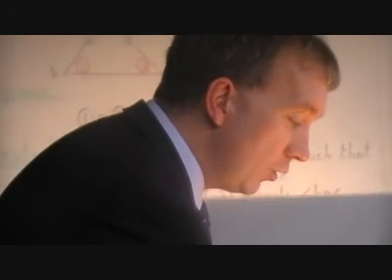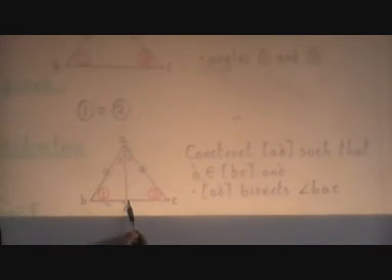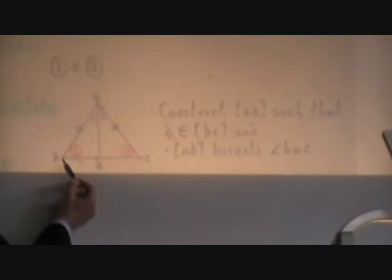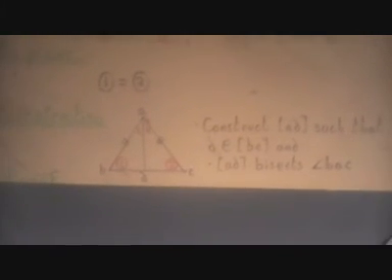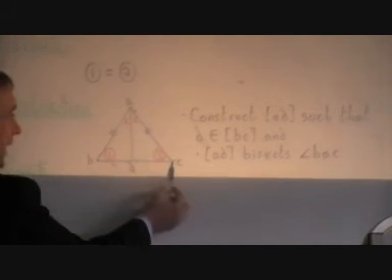What is our construction? Our construction, lads, is that we draw a line AD from A to point D. Now what you know is two things. Number one, that D is on the line BC, so you say that D is an element of BC. And second of all, you can say that the line AD bisects the angle BAC.